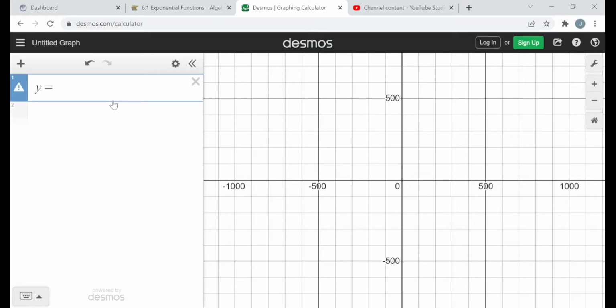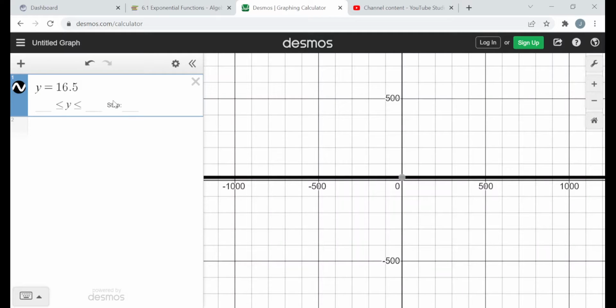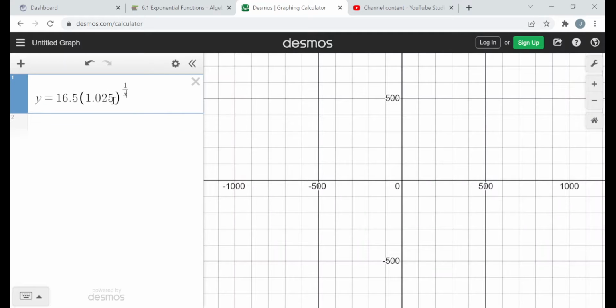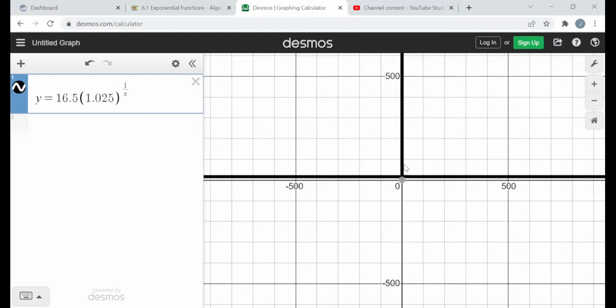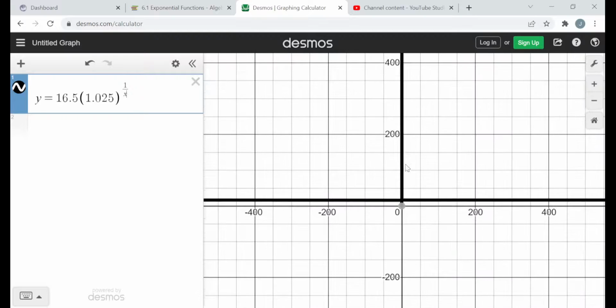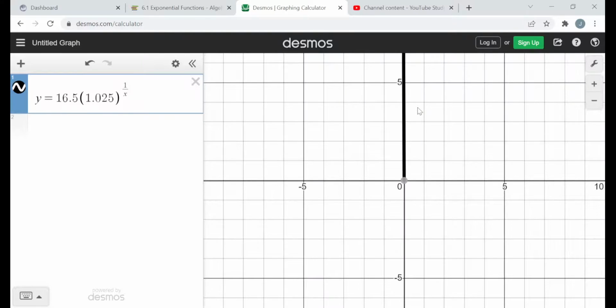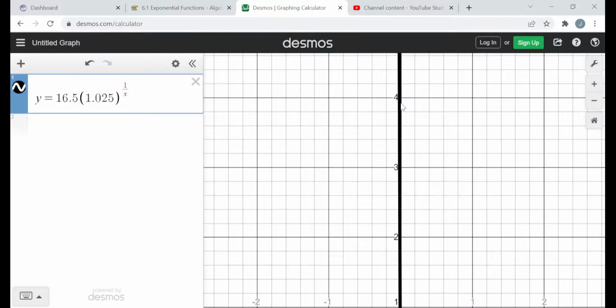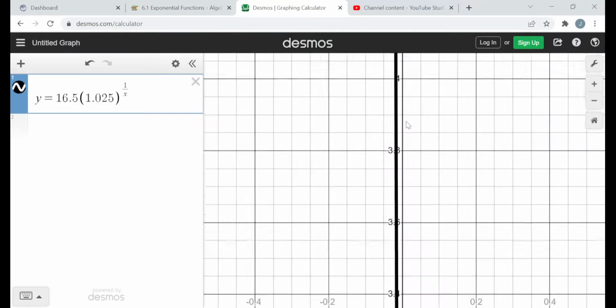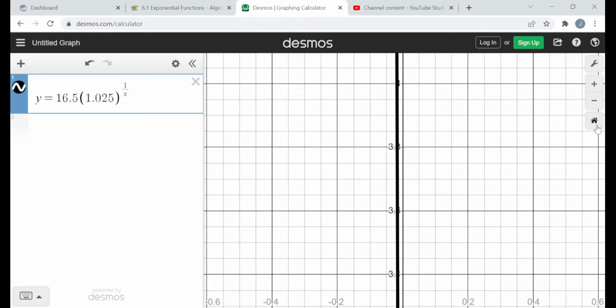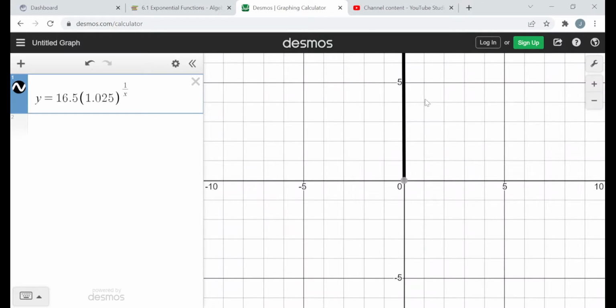So y equals 16.5 times 1.025 raised to the 1 over x power. And yeah, see how this is kind of crazy. I mean, it looks like the y-axis is there, but if I go back here, it's actually not being touched. You see the y-axis there? There are actually no points on the y-axis for this graph, even though it looks like there are. But if you zoom in close enough, you'll see that there are no points where x is 0.